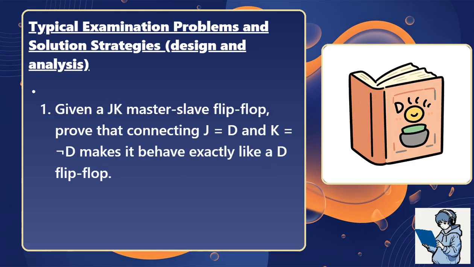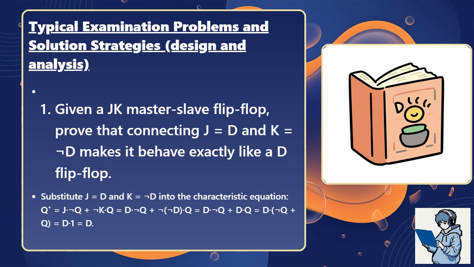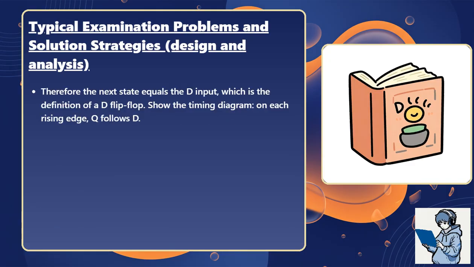Number 3. Given a JK master-slave flip-flop, prove that connecting J equals D and K equals not D makes it behave exactly like a D flip-flop. Substitute J equals D and K equals not D into the characteristic equation. Q+ equals J AND not Q plus not K AND Q, equals D AND not Q plus not D AND Q equals D AND not Q plus D AND Q, equals D AND (not Q plus Q) equals D times 1 equals D. Therefore, the next state equals the D input, which is the definition of a D flip-flop. Show the timing diagram. On each rising edge, Q follows D.